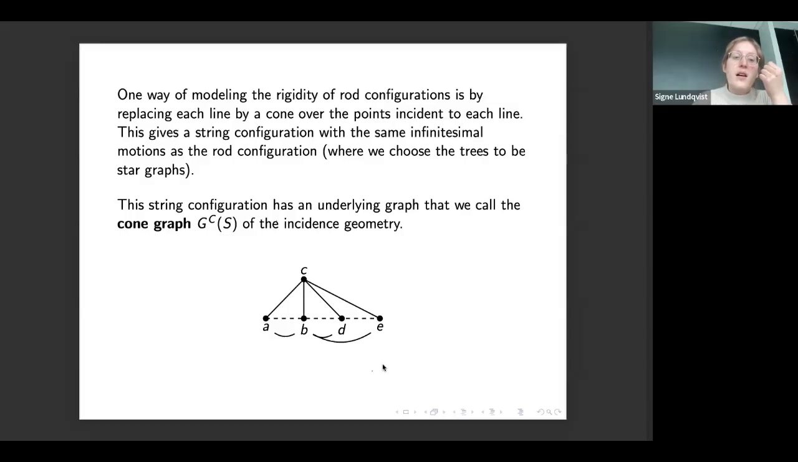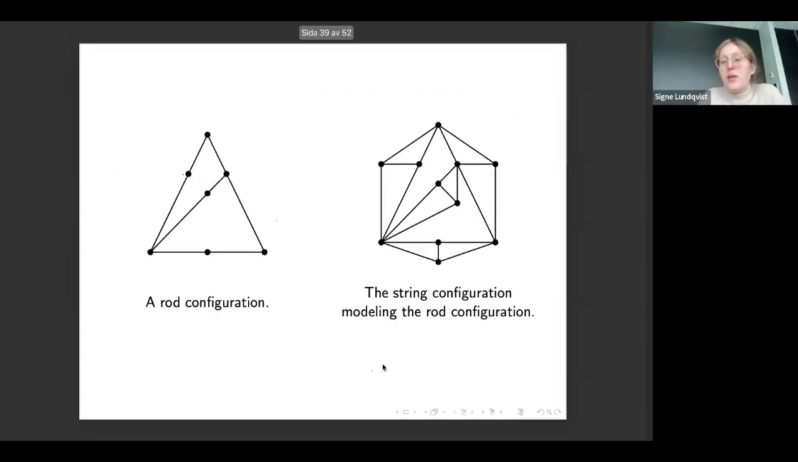The one on the left here. Then what you do is a non-generic graph framework on the vertices on the rod, plus an extra vertex, a cone vertex. Okay, and this will have the same.